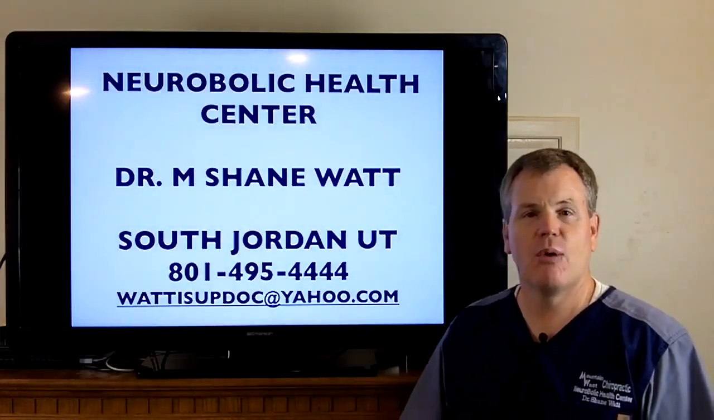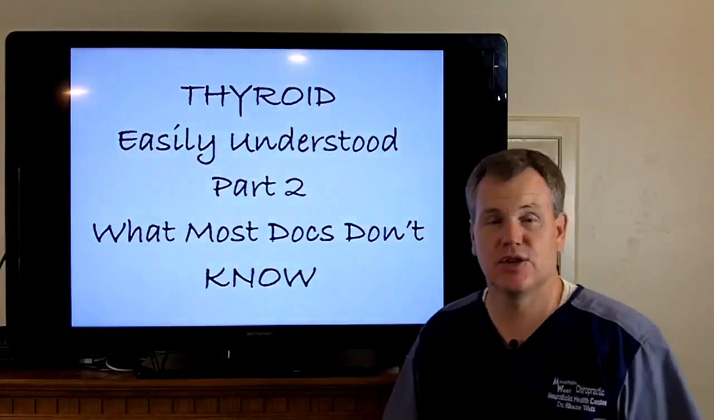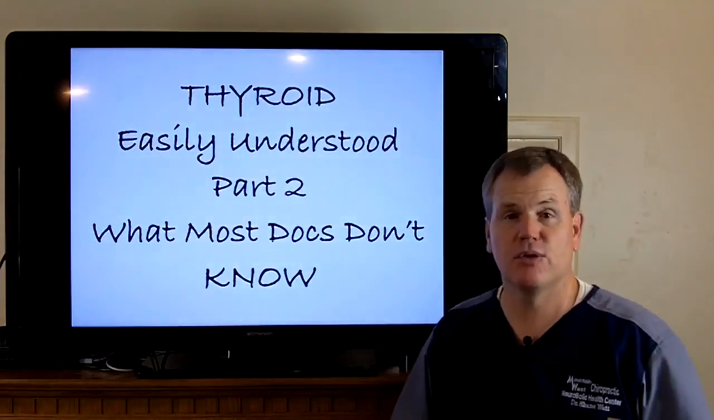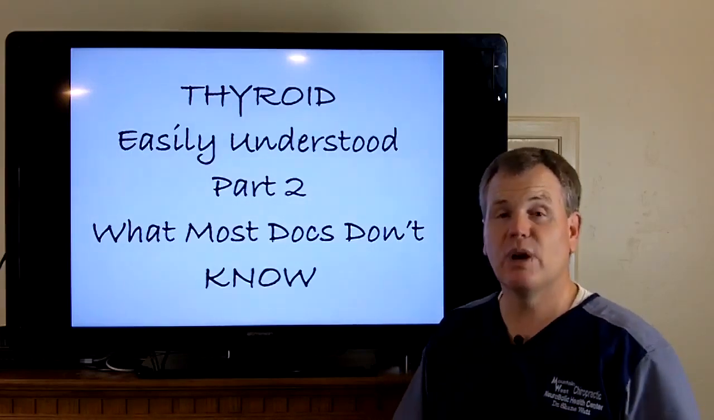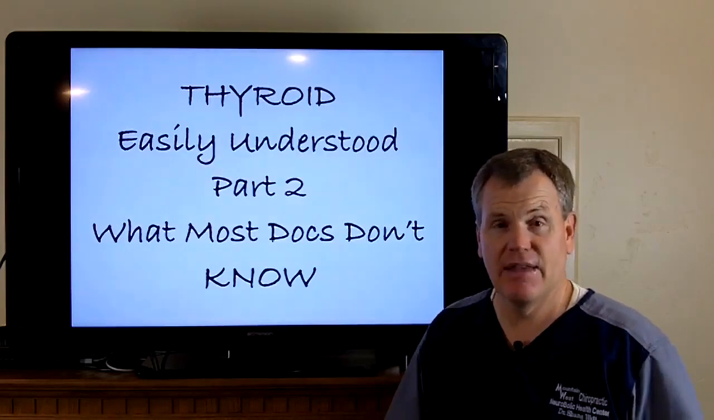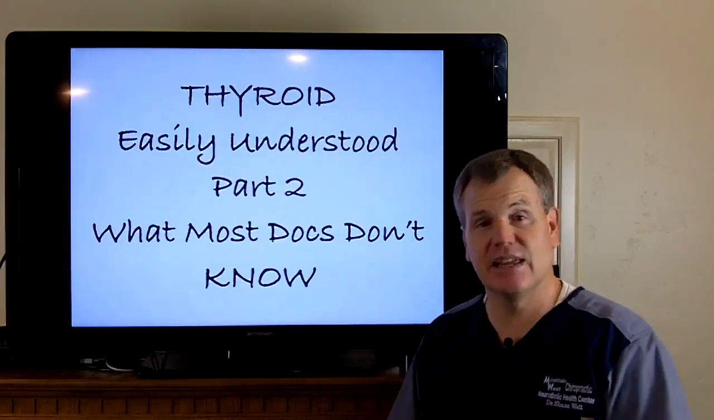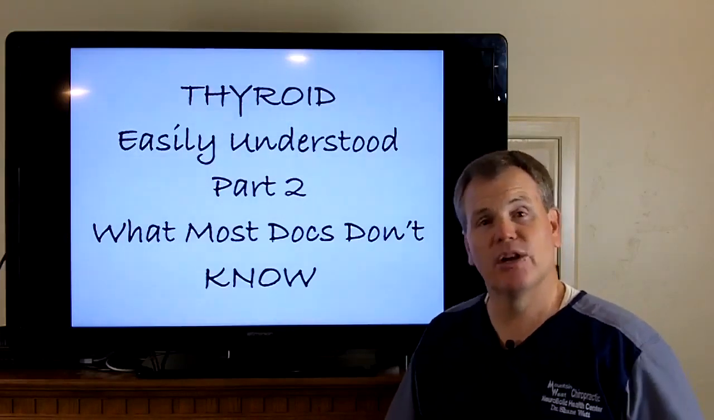Now, what we're going to do today is Thyroid Easily Understood Part 2. So let me go through this really quickly. There is Part 1 that you want to review, and that goes into really good detail on thyroid, how it functions, how it gets into the cell, the 10 metabolic steps it takes to get there, and a lot of really good information. This is going to go a little bit farther.